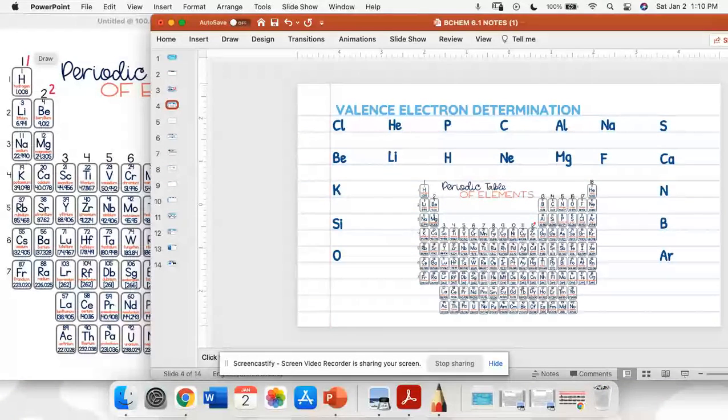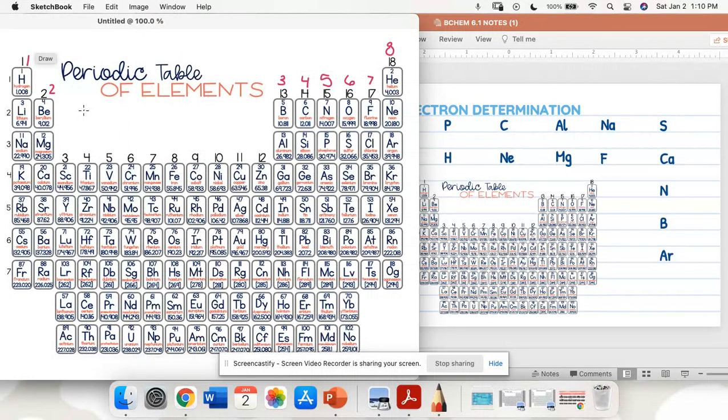So valence electron determination. Again, the valence electrons are the electrons in the outermost ring. So you don't have to draw those Bohr models like we were doing at the beginning of the year where you had to move the electrons and all that. There's a really easy way to figure out how many valence electrons. So I've already labeled this on here. So everything in this column has 1 valence electron. Everything in this column has 2 valence electrons.